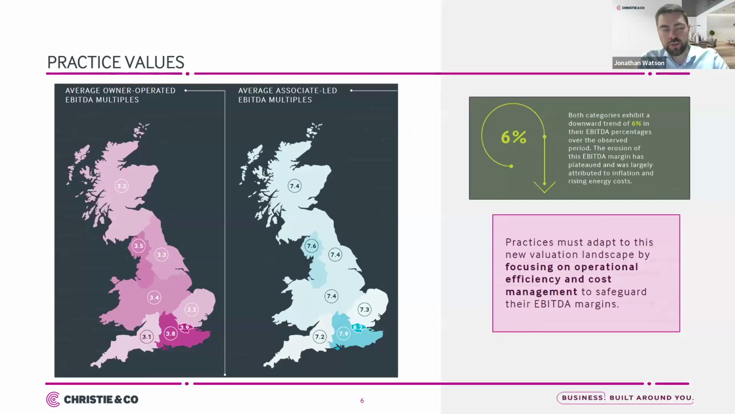So this chart shows the average EBITDA multiples paid across the country. Just to quickly explain them, the chart on the left is owner-operated practices. That's where we assume there's an owner-operator delivering maybe 7,500 UDAs or 250 to 300,000 pounds of private revenue. Because they're delivering that income themselves, it produces a higher profit, and we apply a lower multiple of 3 to 4 times. You can see the spread of multiples on that pink graph on the left.